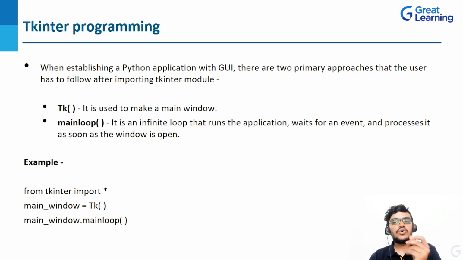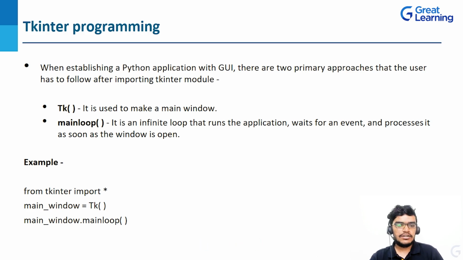So now there are two primary approaches that user has to follow, right? So first, as I already told you, that you have to import the Tkinter module, and the module name is from Tkinter import asterisk. So after importing the Tkinter module, now what we have to do, we have to create a main window. So how to create a main window?